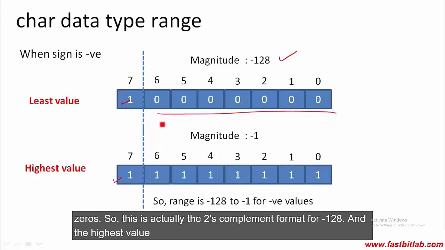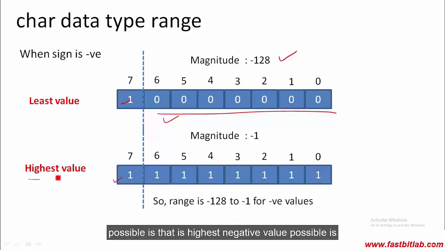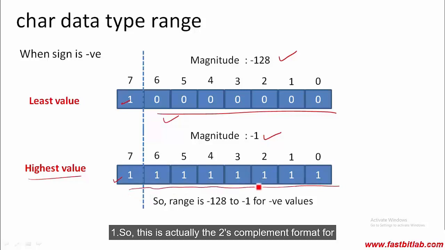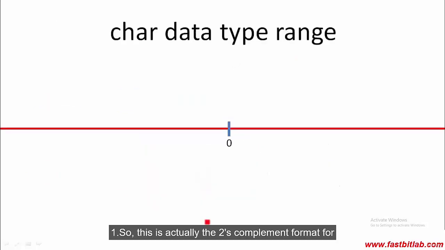So this is actually the 2's complement format for minus 128. And the highest value possible, that is the highest negative value possible, is minus 1. So when it is minus 1, all the magnitude bits are filled with 1. So this is actually the 2's complement format for minus 1.